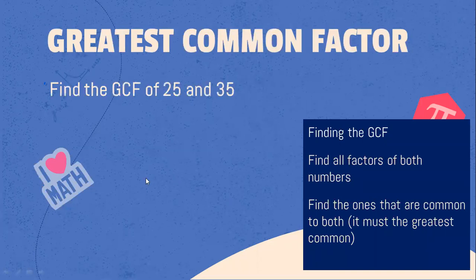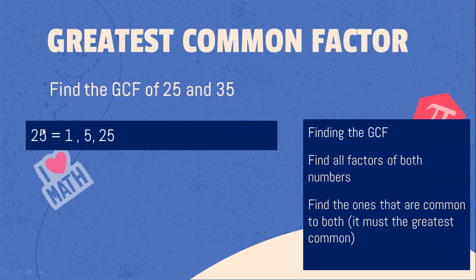Let's have an example. Find the greatest common factor of 25 and 35. We will now be looking for the factors of 25 and the factors of 35. What are the factors of 25? The factors of 25 are 1 times 25 and 5 times 5.